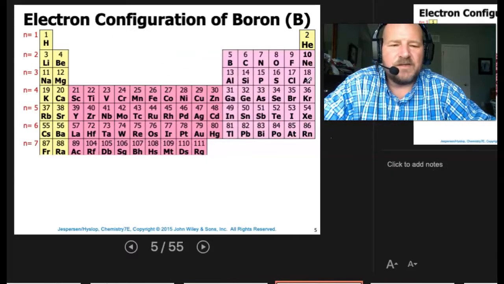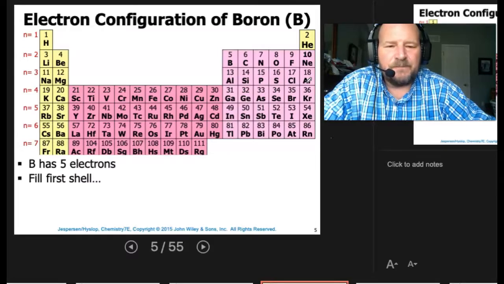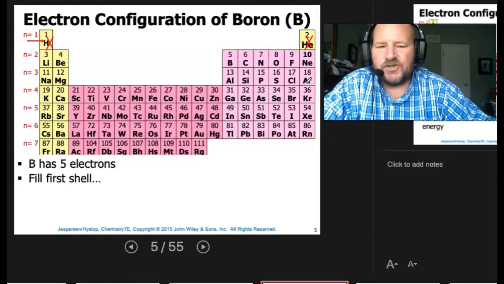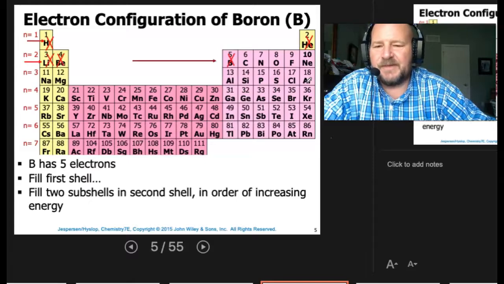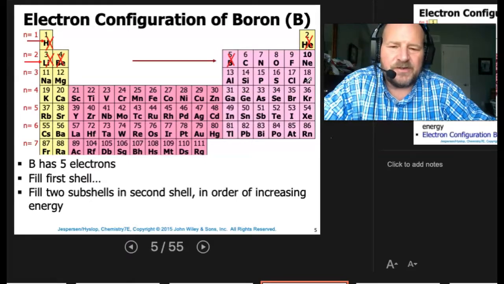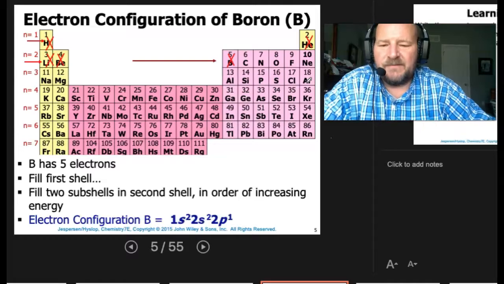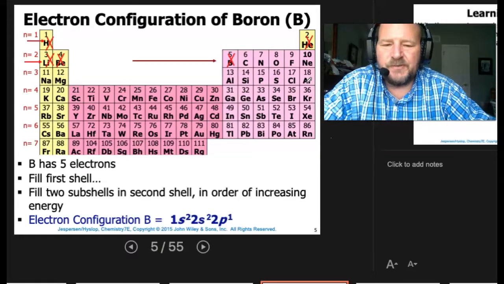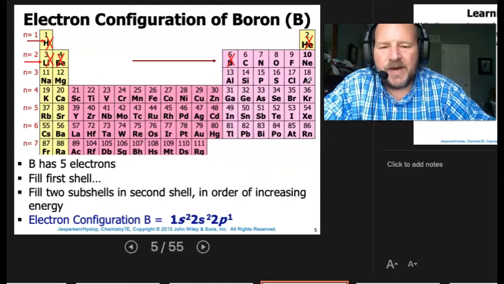Okay, moving right along to boron. Now we're going to have 5 electrons. The first shell will be that 1s, so we'll get hydrogen and helium. Now we're going to fill the 2 subshells in the second shell. So first, we're going to do lithium and beryllium. Then we're going to go across, and our 5th electron would represent the boron. So we're going to have 1s2, 2s2, 2p1. So we're always starting at hydrogen and working our way down to the element that we're actually performing the configuration for.